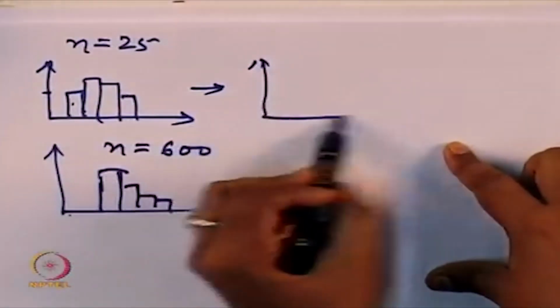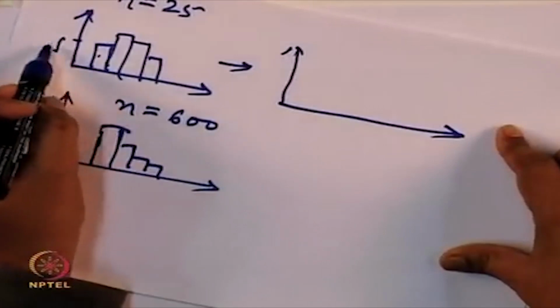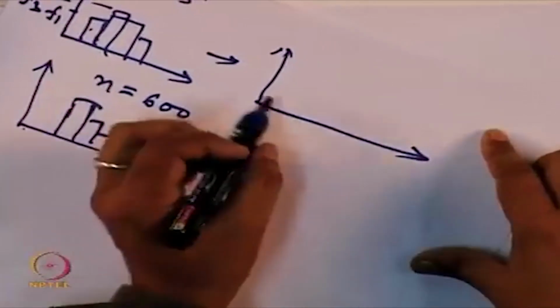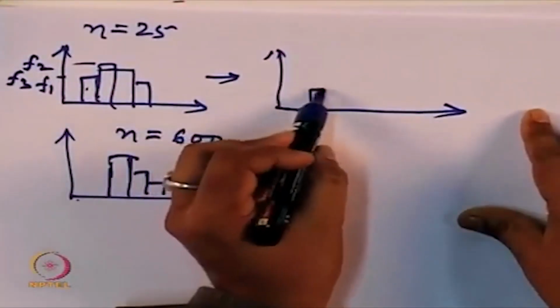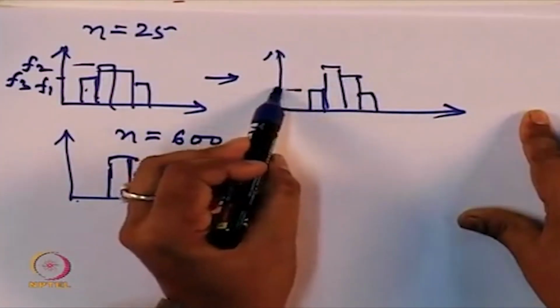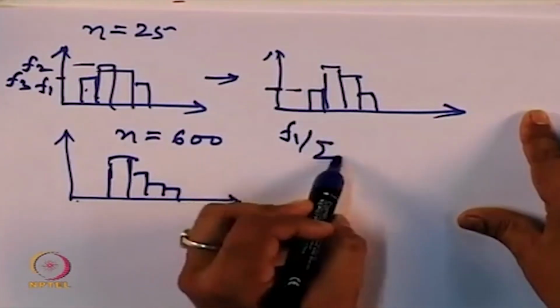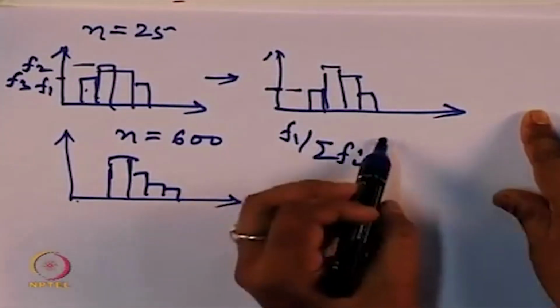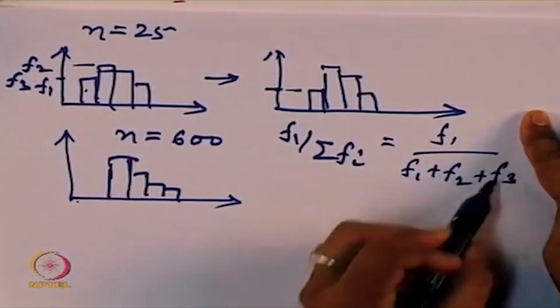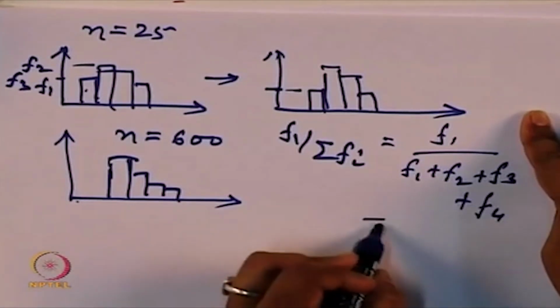So, you know n equal to 25 total, and you know each of these frequencies. You convert it, you normalize the curve. In other words, if this is my f1, this is my f2, this is my f3, and so on, I convert them into fractions. The nature of the curve will not change. So, this value is now f1 by summation fi, which is equal to f1 by f1 plus f2 plus f3 plus f4. So, you get a fraction.